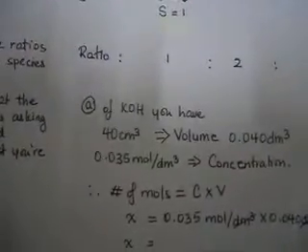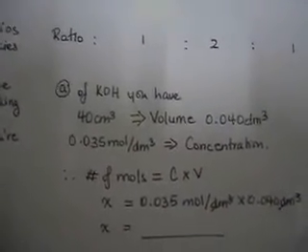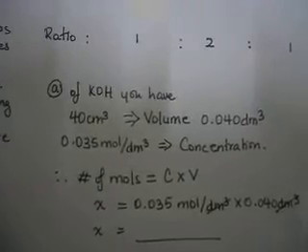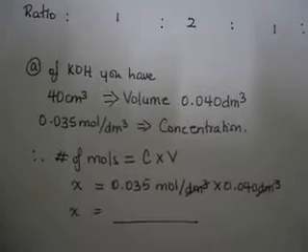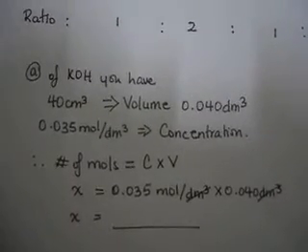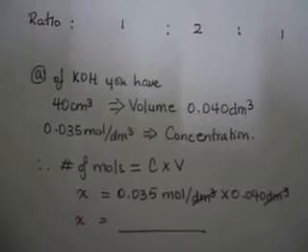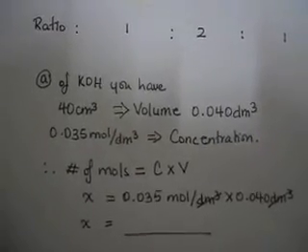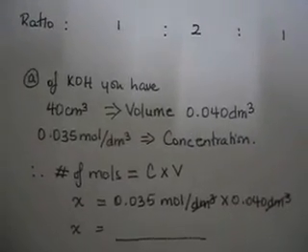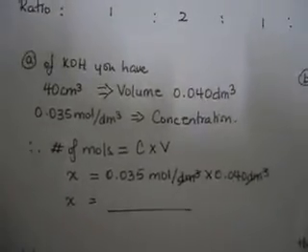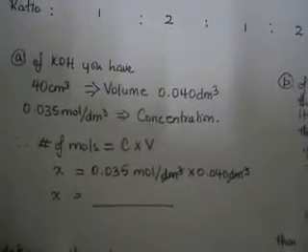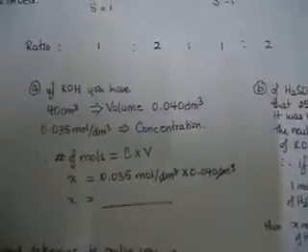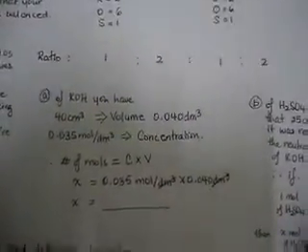So for the first part of the question, you note that you have of KOH, potassium hydroxide, you have 40 cm³, and that will give you a volume of 0.040 dm³. And you also have 0.035 mol/dm³, and that's the concentration. So therefore, since you have your concentration and your volume, you can determine the moles of KOH. And that's a pretty simple calculation. Go ahead, you could do it with me.